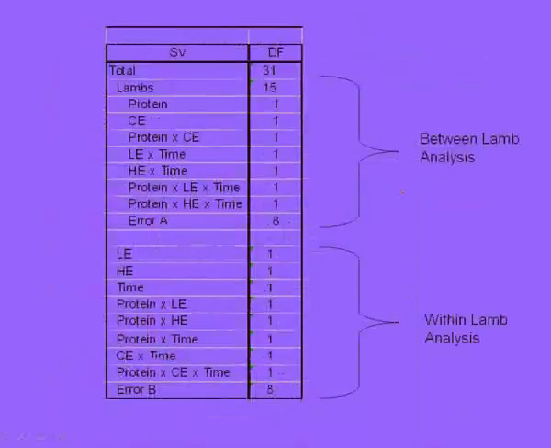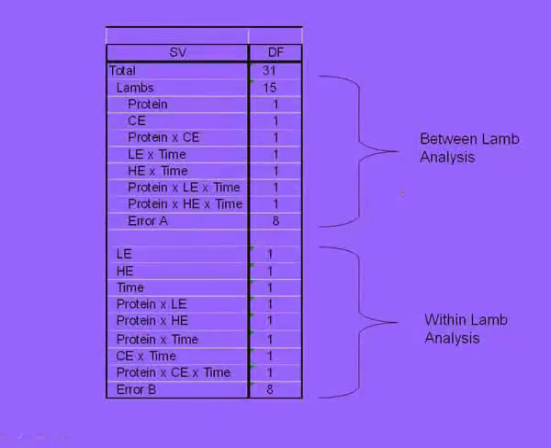So if you key out what the ANOVA table is going to look like, we're going to have the ANOVA tables partitioned into two parts, a between lamb analysis part and a within lamb analysis part. In the between lamb analysis part, we have those effects that have pluses on both times, and the within lamb analysis part is the part that has one plus and one minus for each of the two time points, so that the lamb effect cancels out.